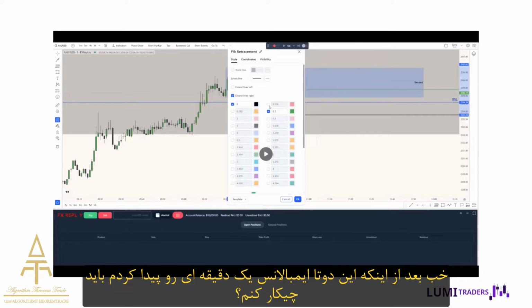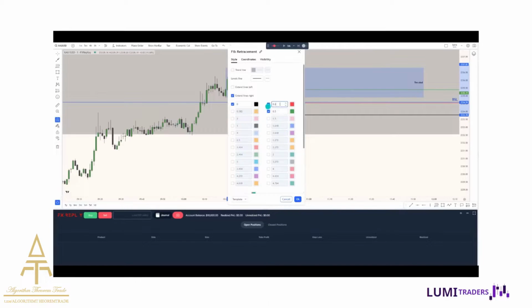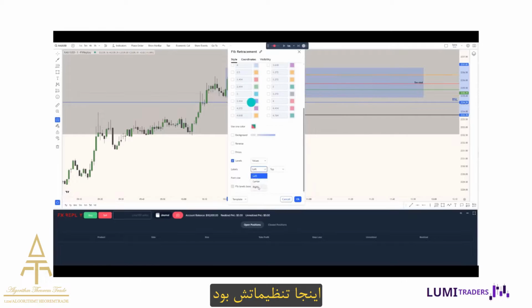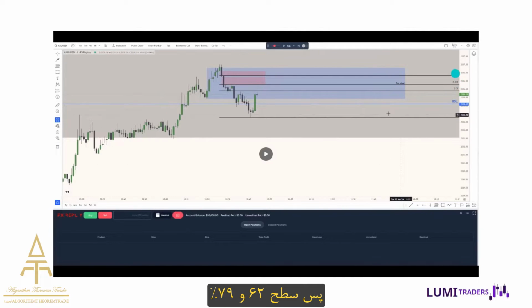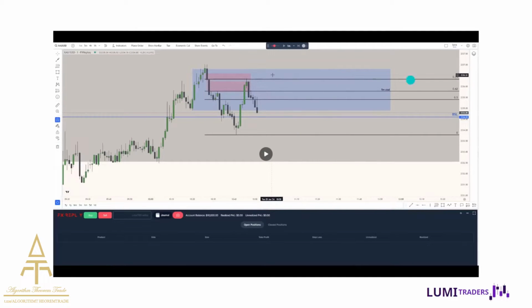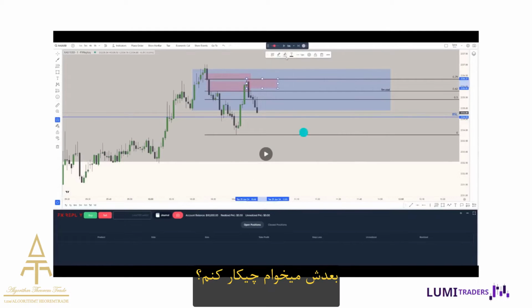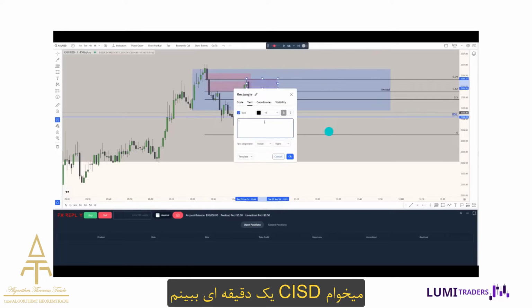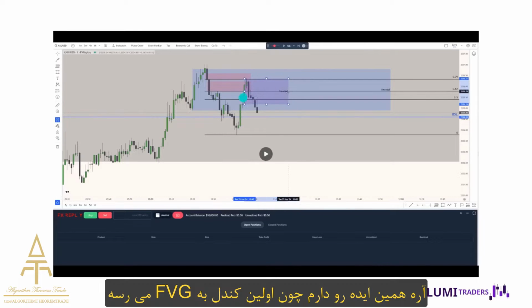Well, after I found two 1-minute imbalances, what do I want to do? Next step is OTE retracement. Here I select settings. So 62.79%. Boom. We see that price reached 79%. Perfect. What do I want to do here? 1-minute change in the state of delivery. Actually, I need to use two candles right here. Oh, yeah, I fixed that.